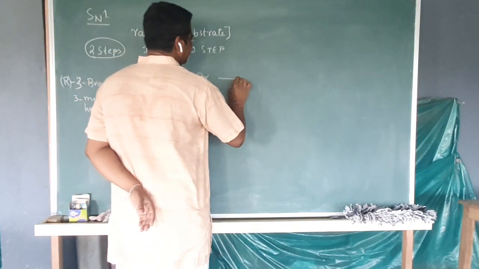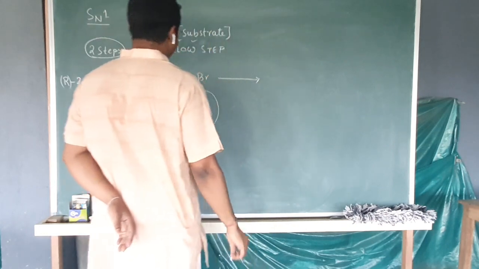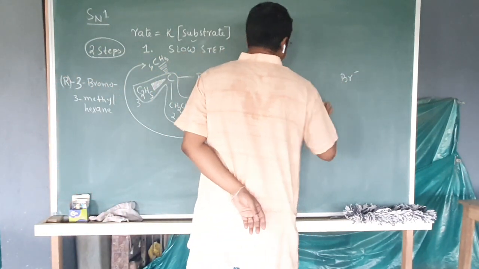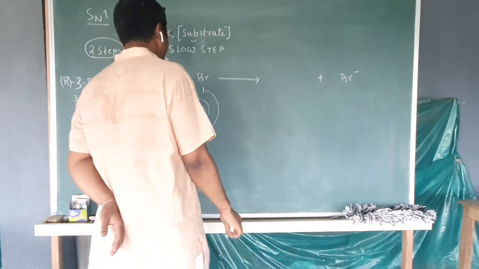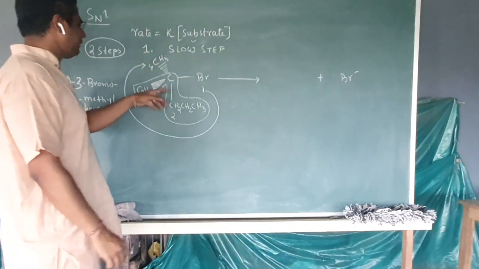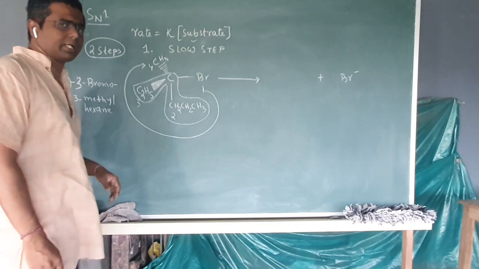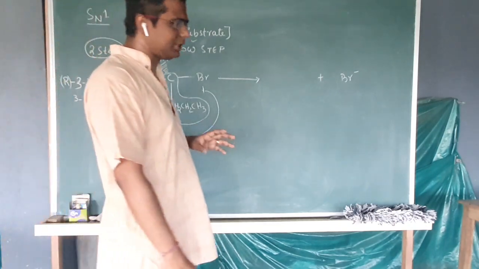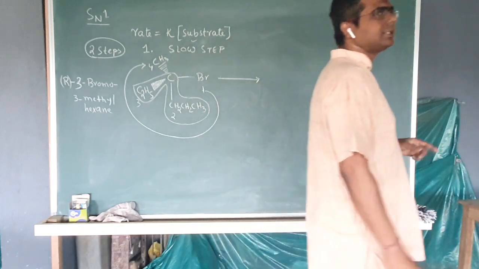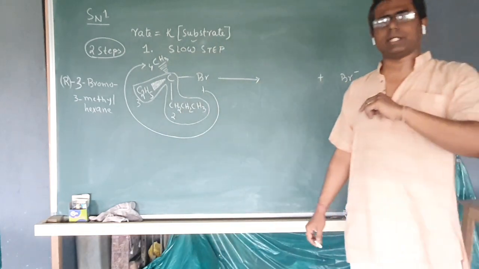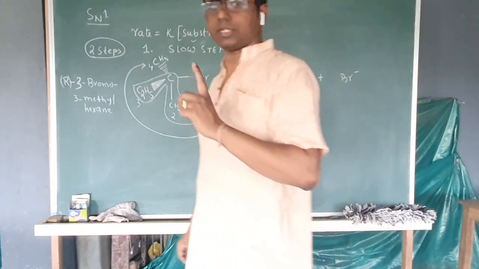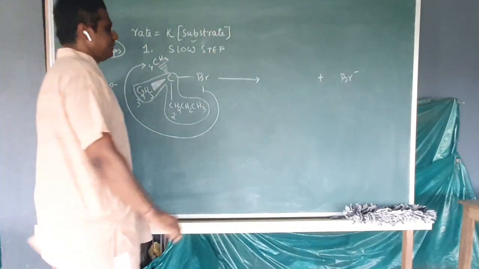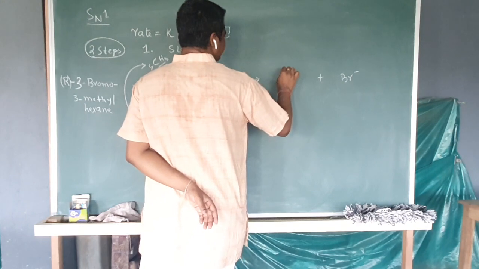Next, it first goes through slow ionization. Slow ionization means it will form Br minus. So Br minus leaves and a plus 1 carbocation is formed. This carbocation will have 3 alkyl groups. This is a 3 degree carbocation. So in a carbocation, what is the structure? Can anybody say what the structure is? It is sp2 hybridized, right? It is not sp3. It is sp2 hybridized, and it is planar.